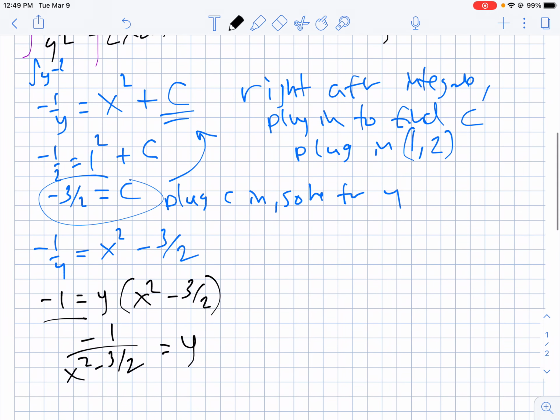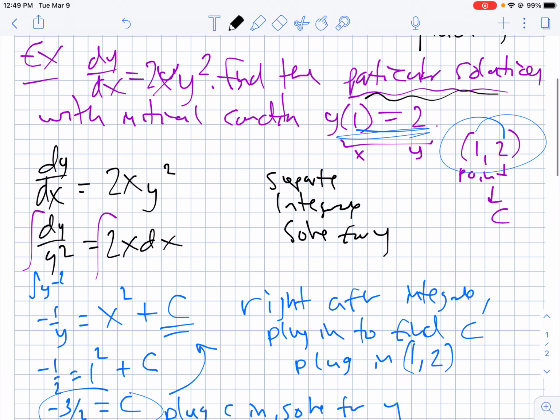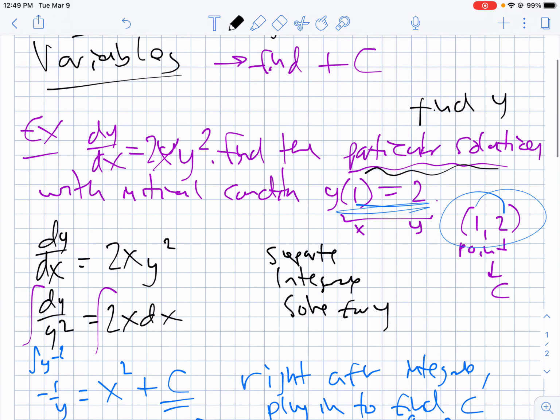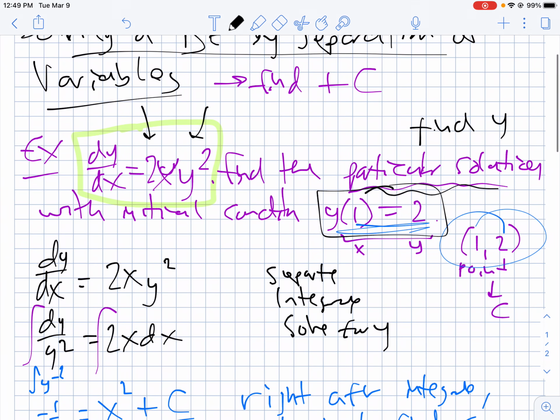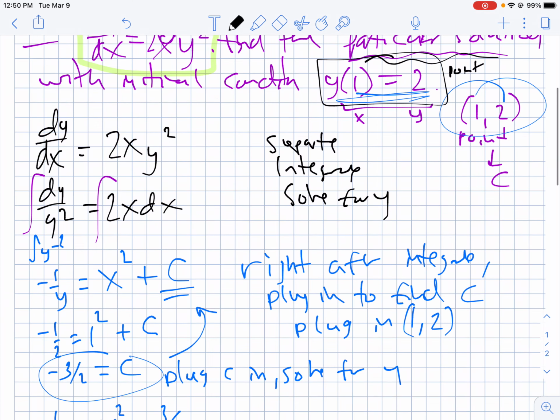So again, this is the same thing we've been doing, but now that we have this initial condition, it allowed us to find a c. And this is interesting because this is actually unique. This is a solution. If you were to take this y value and plug it back into this differential equation, the derivative would just be 2x times that y value squared, but it also goes through the point (1, 2). So that's what we're trying to find: the equation that satisfies the differential equation, but also has this specific point on its curve.